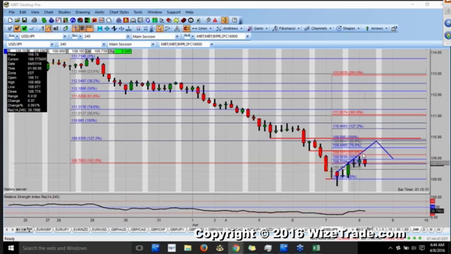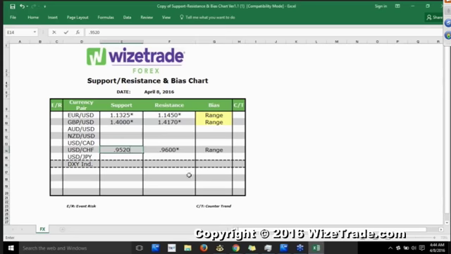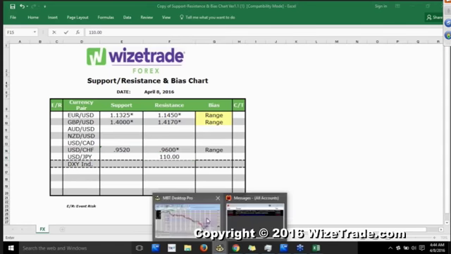I don't think so. All right, so 110 is key resistance. Okay, 110. If we get up there, I believe that's going to be a great area to be on the short side of the dollar yen.